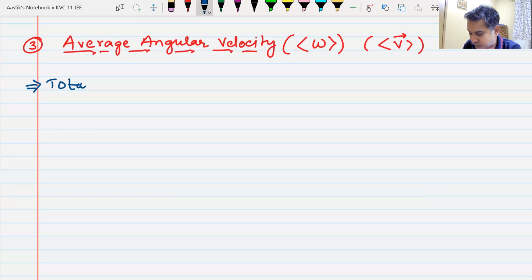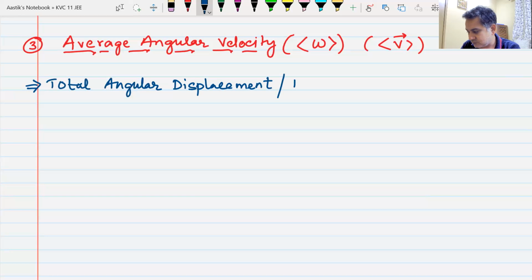It will be equal to total. I've written one word, total. Total angular displacement divided by total time. That would be your average angular velocity. Do we understand this? Yes or no?